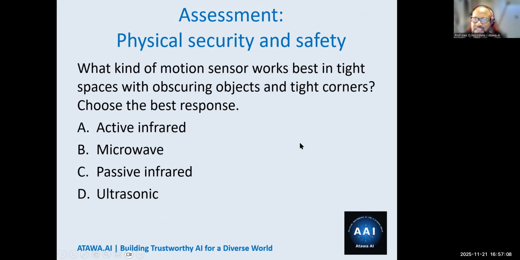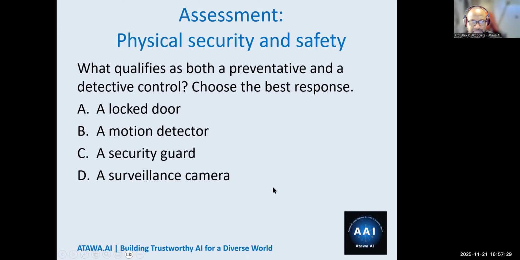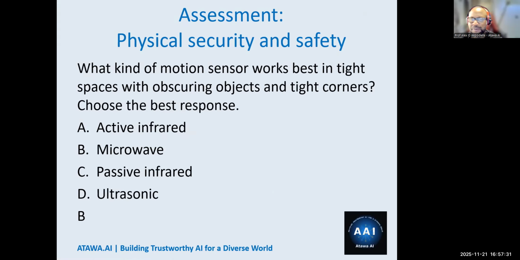All right, let's look at a few assessments before we get to sub-module B. What kind of motion sensor works best in tight spaces with obscuring objects and tight corners? All right, so infrared is like with your remote control, passive infrared, ultrasonic. These ones tend to be susceptible to interference. So this will be microwave.